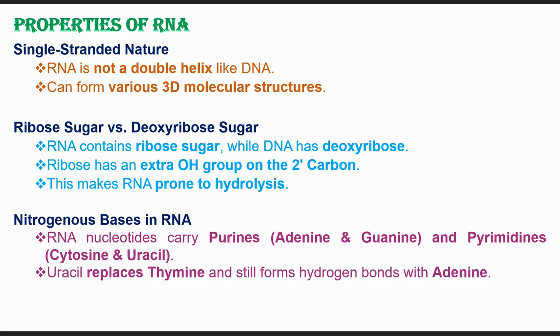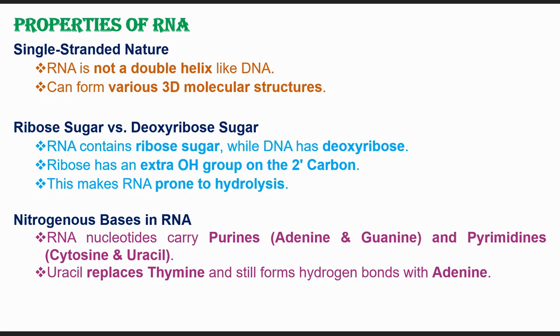RNA is a single-stranded molecule and not a double helix. One of the consequences of this is that RNA can form a greater variety of three-dimensional molecular complexes than DNA. RNA has ribose sugar in its nucleotide rather than deoxyribose. These two sugars differ from each other in the presence or absence of an oxygen atom.